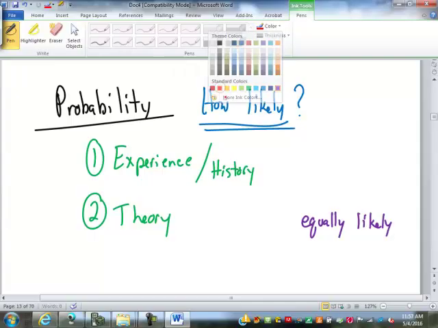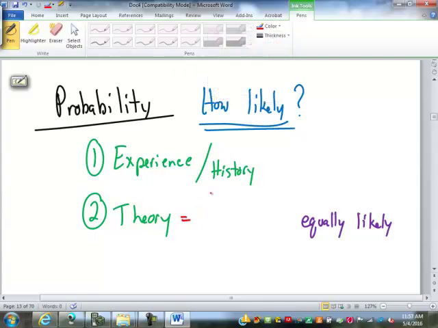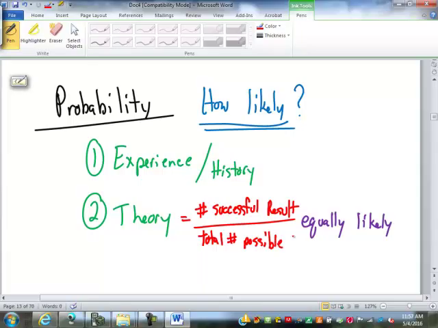The theory is, in those cases, based on the number of results, or what we call outcomes. It's the number of successful results over the total number of possible results. So rolling a die. If I want to know what's the probability of rolling a 2, there's only 1 2 on a die, and there's 6 possible results, or 6 numbers. So it's a 1 out of 6, or a 0.1667 probability.